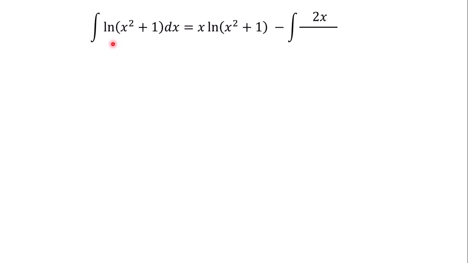Integral natural log into bracket x squared plus 1 dx equals x multiplied by natural log of x squared plus 1 minus, because of the negative rule, minus integral, this is what we are going to further work on, 2x divided by x squared plus 1 times x dx. So here, when you multiply this and then this one, you're going to get 2x squared divided by x squared plus 1.